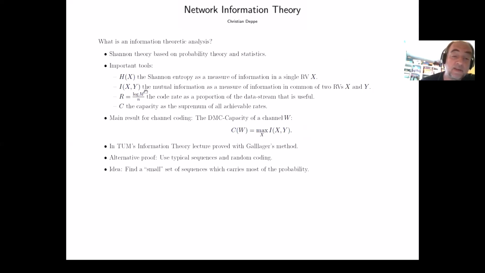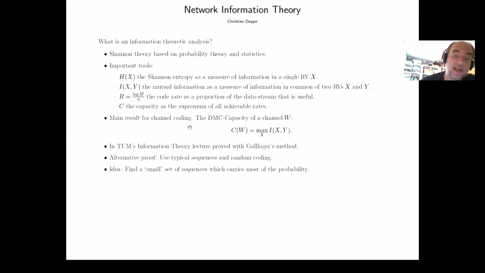Then we will always look at the rate of some code. It's called the code rate. It's the proportion of the data stream which is useful. Of course, for channel coding, we want to have as high a rate as possible, and for source coding, as small a rate as possible. We look in both cases at the capacity as the supremum of all achievable rates.